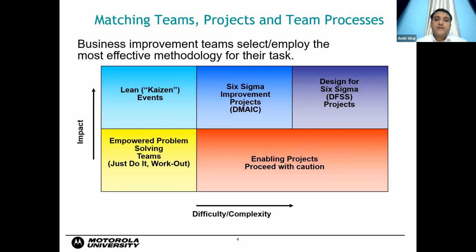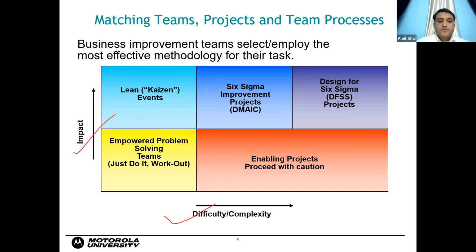So before going into the details of Six Sigma methodologies, let me walk you through the different methodologies for continuous improvement, what their background is, and how to select the right methodology. Basically, the right methodology is selected based on 2 criteria. Number 1, the difficulty or complexity of the problem statement you are trying to solve, and then the impact of it.